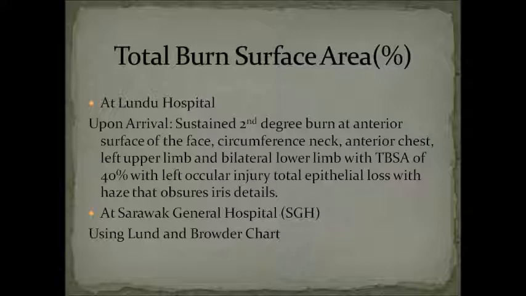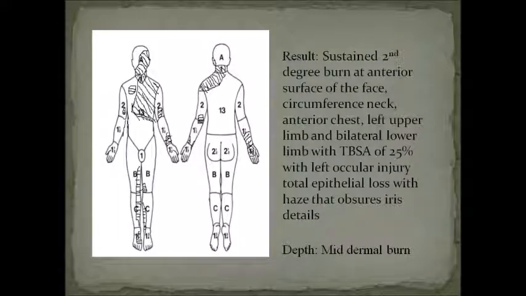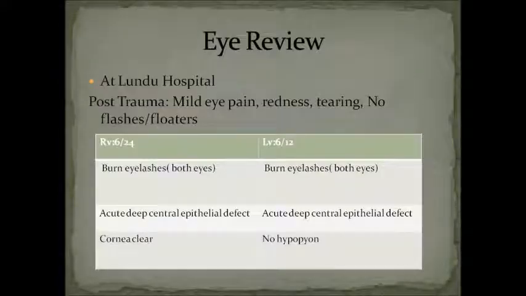Meanwhile, the percentage of total burn surface area of Mr. X is assessed by using the Lund and Browder chart at Sarawak General Hospital, and the result is that he sustained second-degree burn at the anterior surface of the face, circumference of the neck, anterior chest, left upper limb, and bilateral lower limb with total burn surface area of 25%, with left ocular injury, total epithelial loss with haze that obscures iris details. The depth of the burn is mid-dermal.